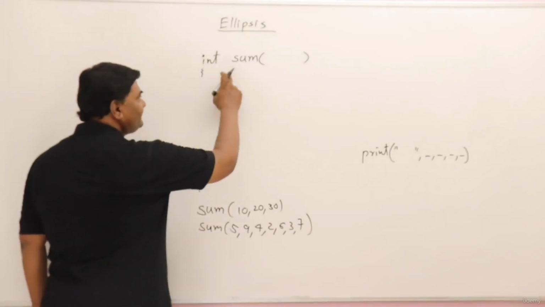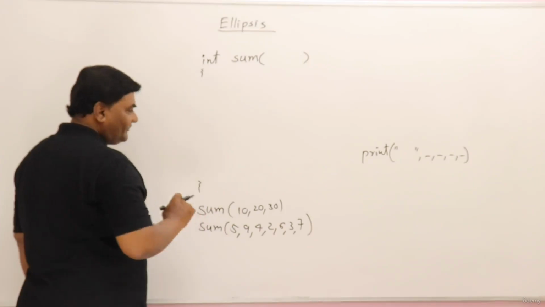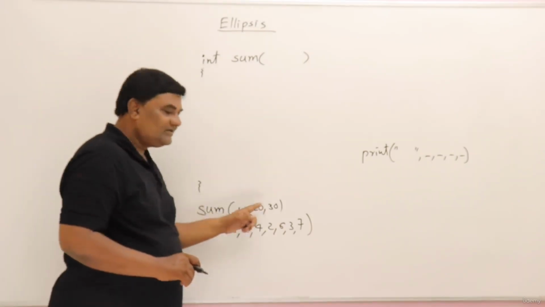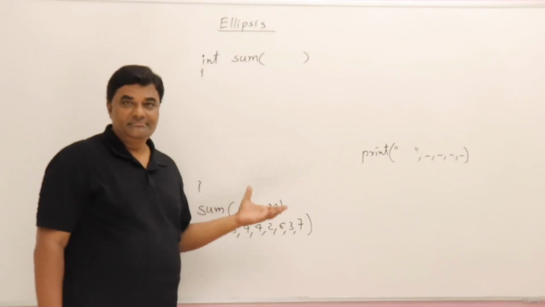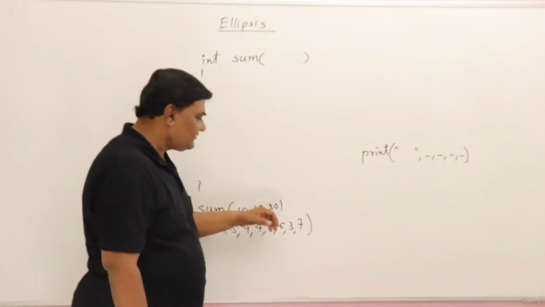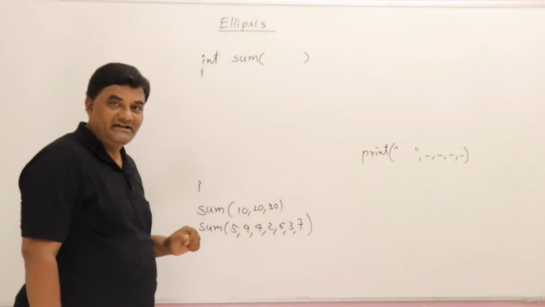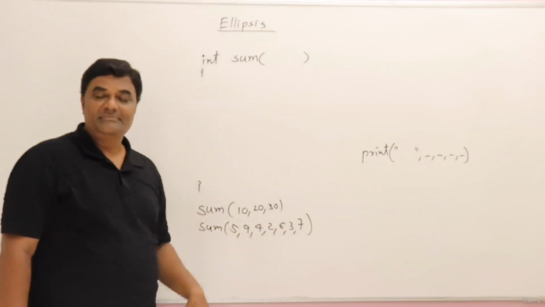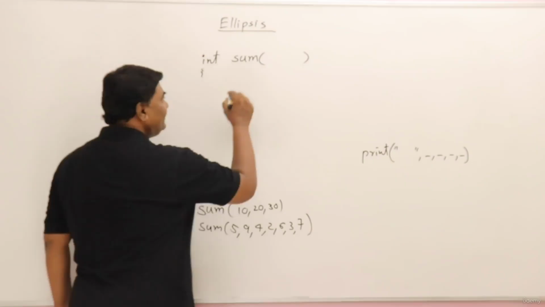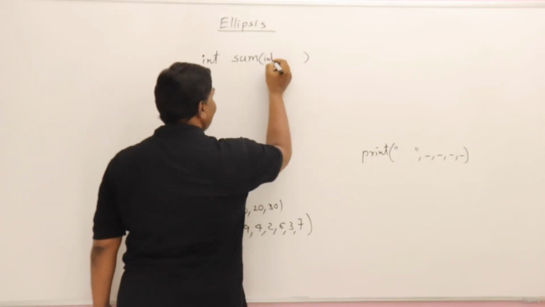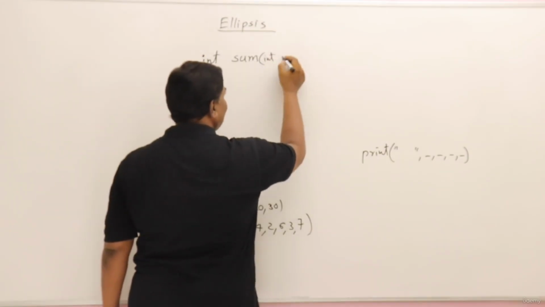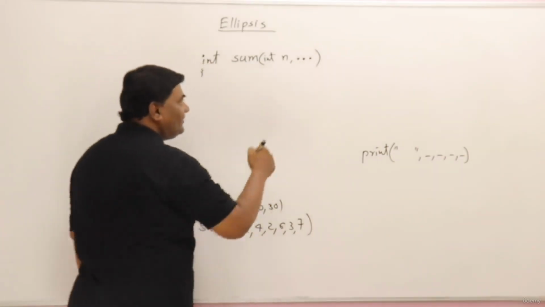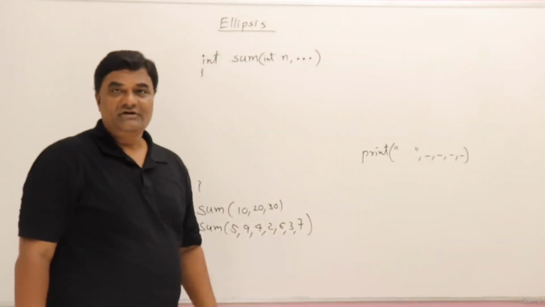I want this function sum to work for any number of arguments. But one important thing is it should know how many arguments are given. Then it can work on that many arguments. Suppose I am passing 3 arguments, it should know that 3 arguments are passed. Or if I am sending 7 arguments, then it should know that I am passing 7 arguments. So how to write that? One of the parameters must be a named parameter. So I will give n, then dot dot dot. These 3 dots represent a variable number of arguments.